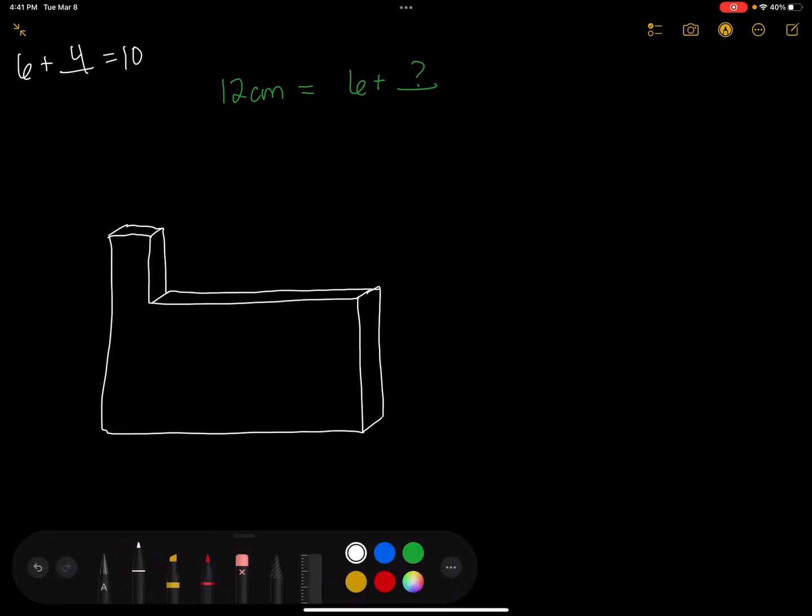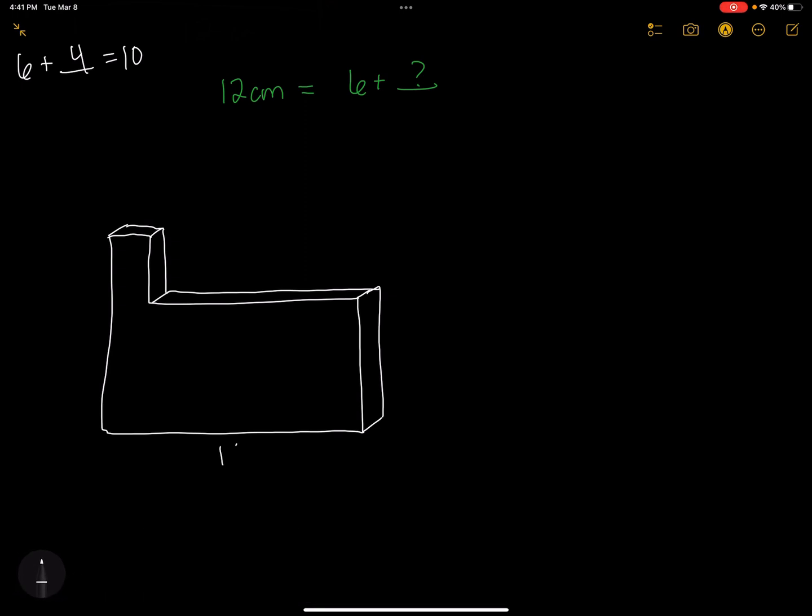Let me put a couple. Let's put 15 right here. We're gonna put 10 right here. Let's put 1 right here. Let's go ahead and put 2 right there. And let's put 8 right here. These are all centimeters. We're going to make it easy.